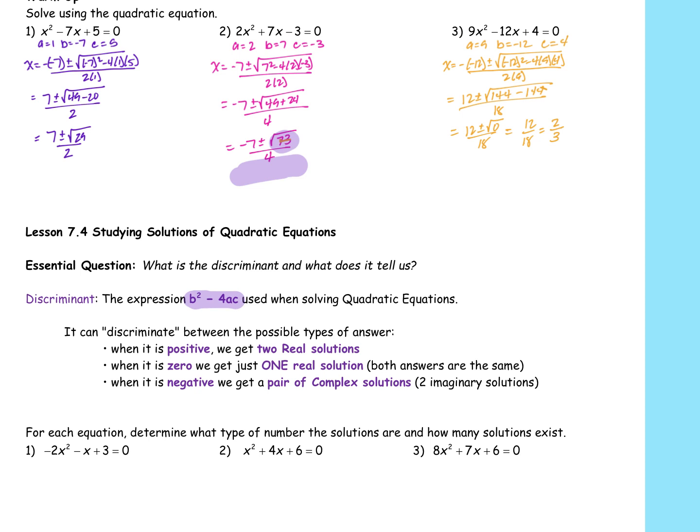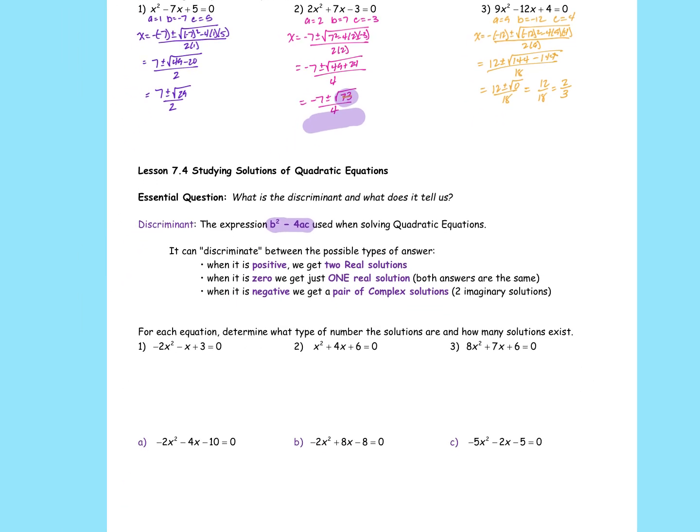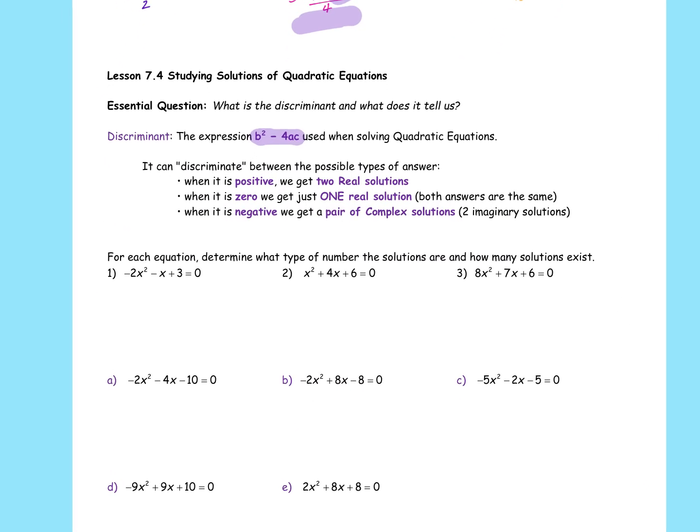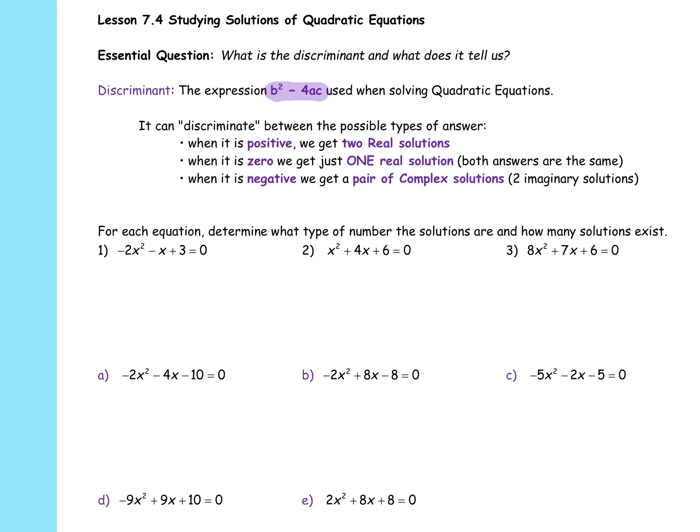And sometimes they just want to know what type of solution I'm getting. They don't want to know what the solution is. They just want to know if it's going to be real or if it's going to be imaginary, and how many. Am I going to have one or two? And so that's why we find the discriminant. And they really do that in engineering stuff to find points. So that's the first thing we're going to do today.